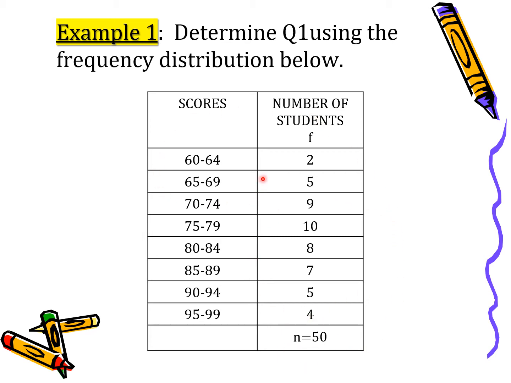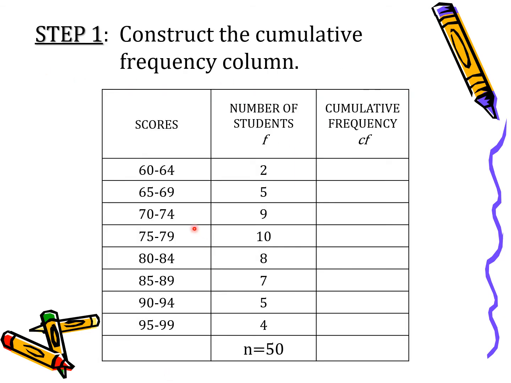So let's solve this data by applying the formula. There are 7 steps to follow. Let's start with step 1: construct the cumulative frequency column. As we can see here, we have now the third column, which is the cumulative frequency, or CF. To do this, simply copy the first frequency, which is 2.